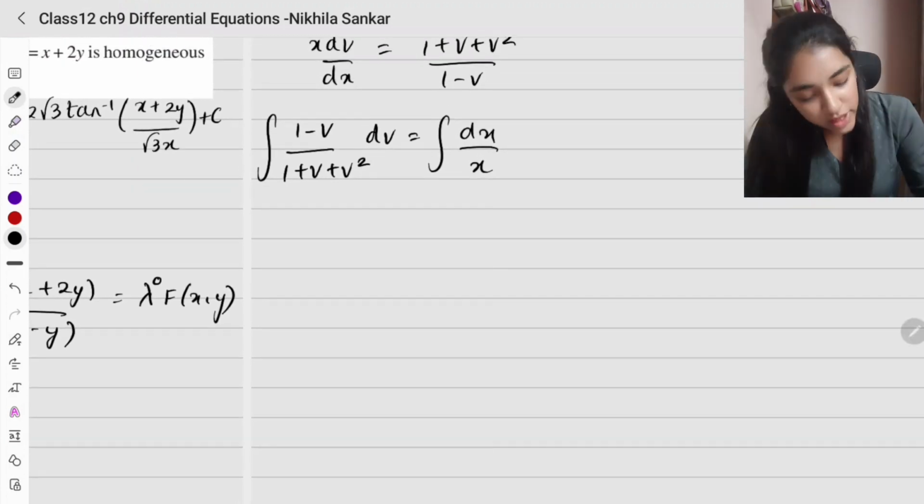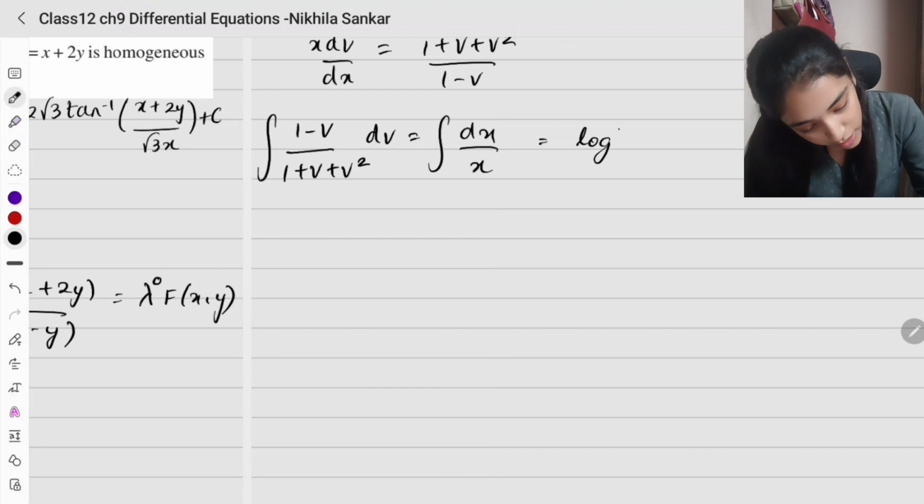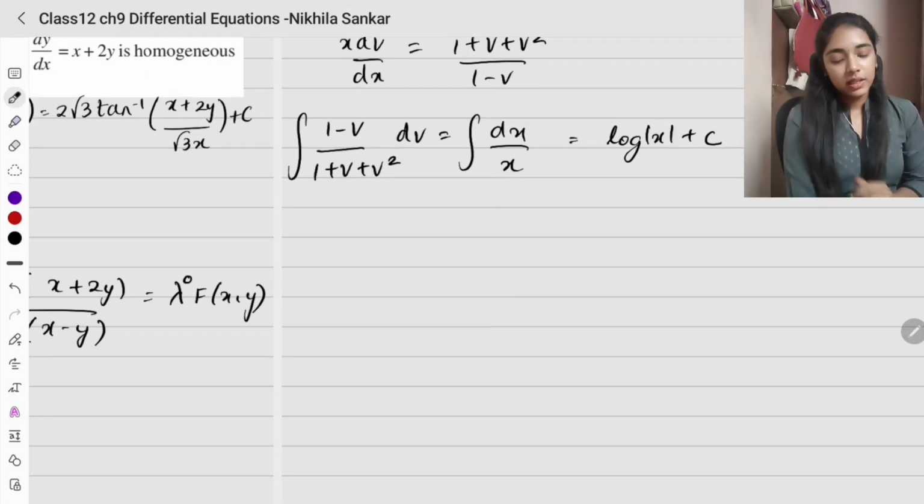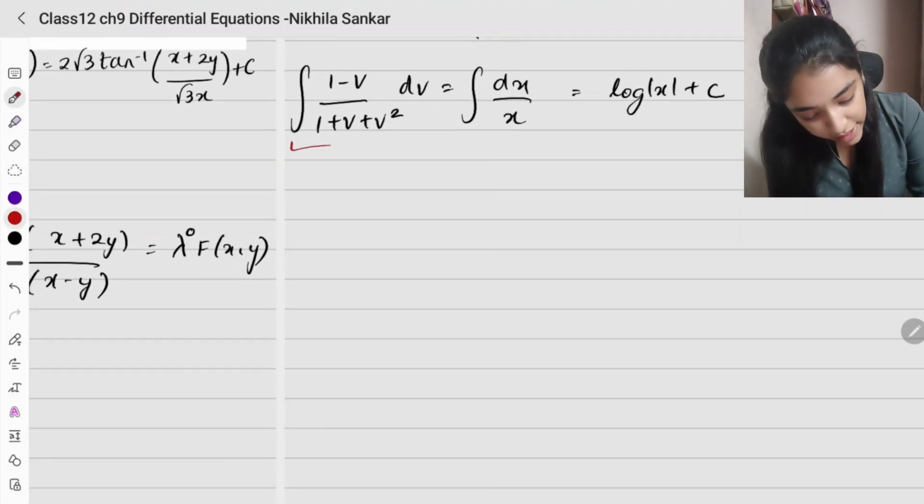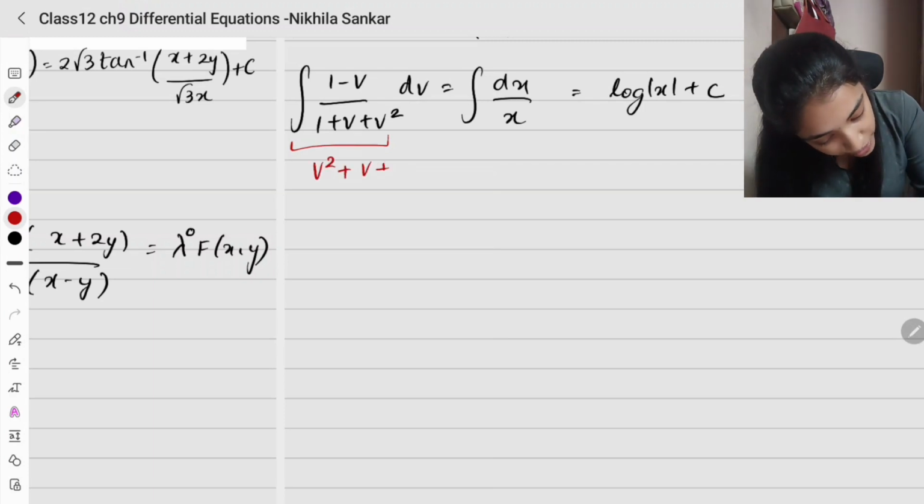On this side it is very simple. I'm going to have log of mod x plus c. Now the left hand side. What do I have on the left hand side? I have this. In the denominator I see that I have v square plus v plus 1.